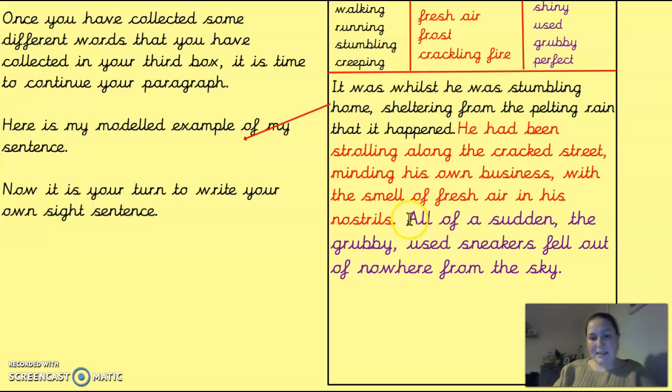So my sentence is, all of a sudden, comma, starting with the fronted adverbial, the grubby, used sneakers fell out of nowhere from the sky. Okay, so in mine, Stanley is just going to, they're just literally going to fall into his hands. All right, now notice where I've used 2 adjectives here. I've got grubby, used, and I've put a comma there. It's like a list of adjectives. Okay, so don't forget that if you're going to use more than one.